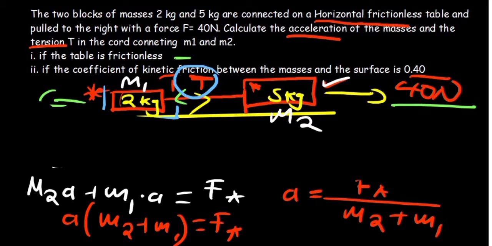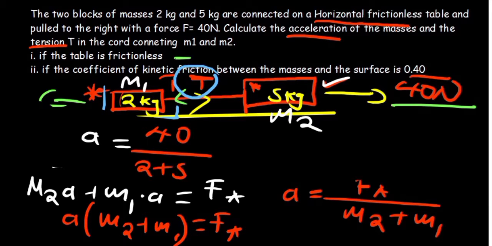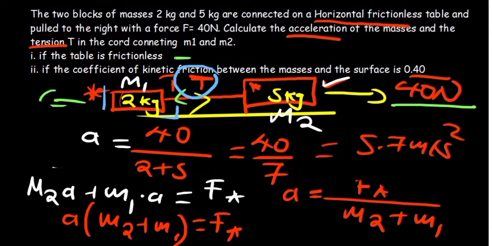Therefore our acceleration is going to be the force applied, which in that case was 40, over the masses, which are 2 and 5, so 2 plus 5. So you have 40 over 7. If you divide 40 by 7, what we have as our acceleration is 5.7 meters per second squared.